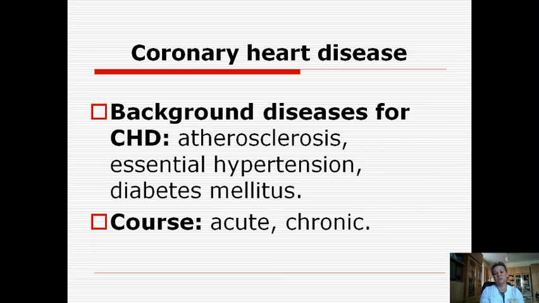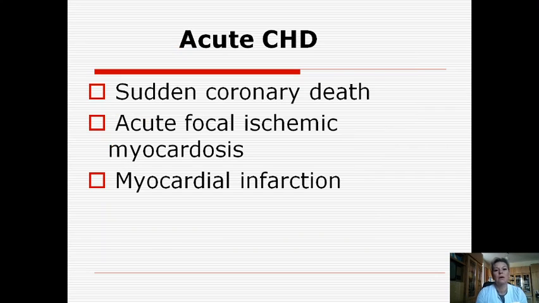Which background diseases for coronary heart disease? This is atherosclerosis, hypertensive disease or arterial hypertension, and diabetes mellitus. What about acute coronary heart disease? There are 3 forms of acute form. It's sudden coronary death, acute focal ischemic myocardosis or dystrophy, and myocardial infarction.